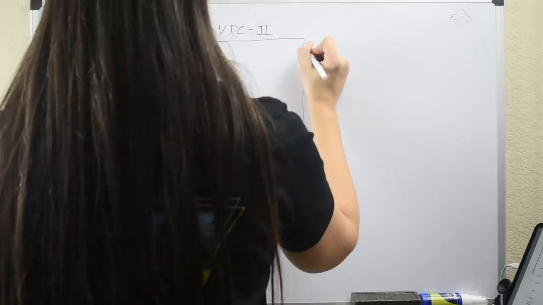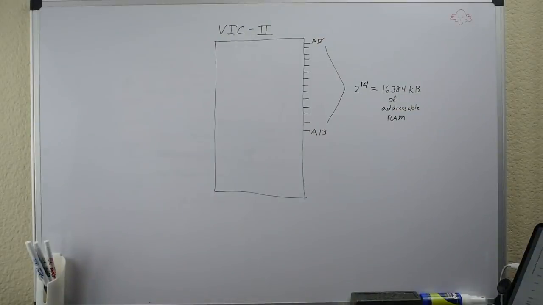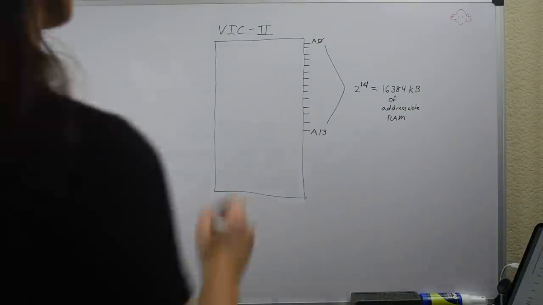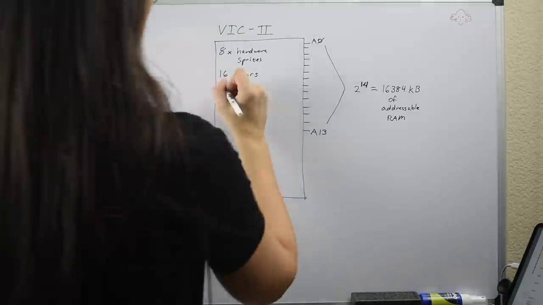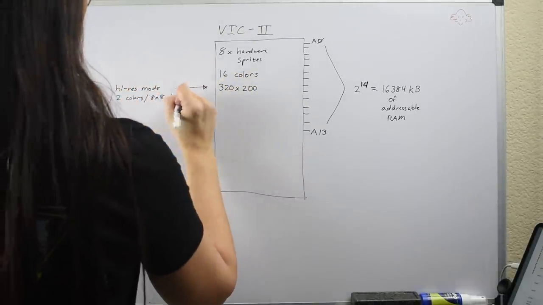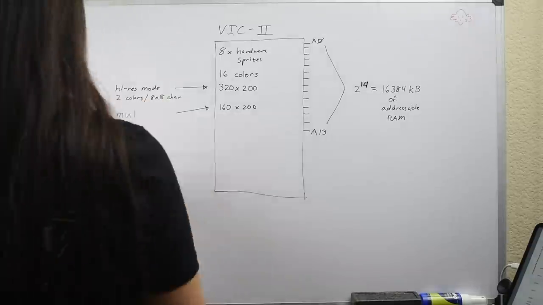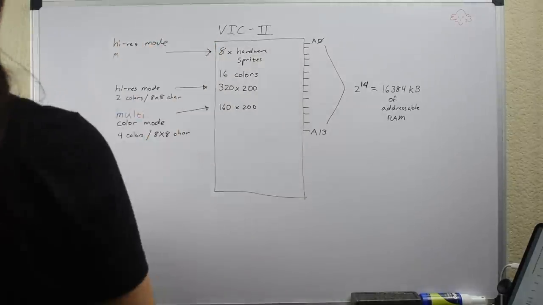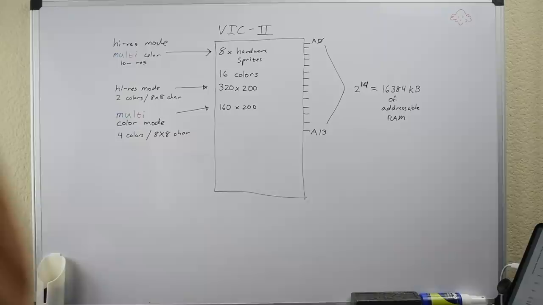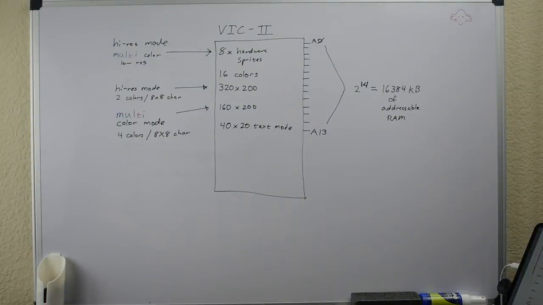The VIC-II is a little different from the 8502 we covered before. This chip has 14 address lines, which allows it to access a maximum of 16 kilobytes of addressable RAM. In terms of video capabilities, the VIC-II supports 8 hardware sprites, 16 colors, and a 320 by 200 high resolution display, which allows us 2 colors per 8x8 character. Additionally, this video mode can be downscaled to 160 by 200 to allow for 4 colors per 8x8 character. Using a similar technique, the sprites can also be downscaled to support 4 colors per sprite instead of the usual 2. Finally, the VIC-II can provide a text screen of 40 by 20 characters, which is what we'll be mostly using in this series.